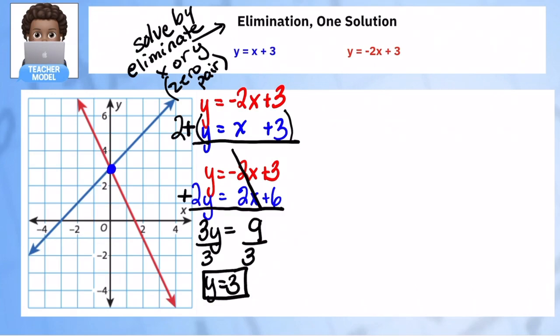And just why I do have the graph here was when we used it earlier, you can see that my y coordinate is 3 for the solution. You're not always going to have the graph though. I just want to show that it's true.